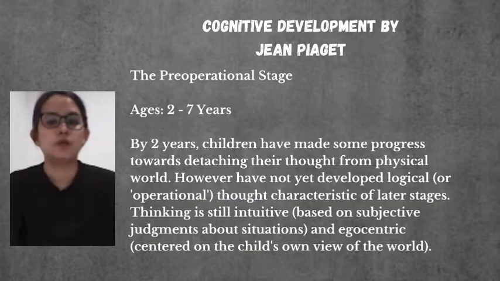The pre-operational stage, ages 2 to 7 years. By 2 years, children have made some progress towards detaching their thought from the physical world, however, they have not yet developed the logical thought characteristics of later stages. Thinking is intuitive, based on subjective judgment about situations, and egocentric, centered on the child's own view of the world.